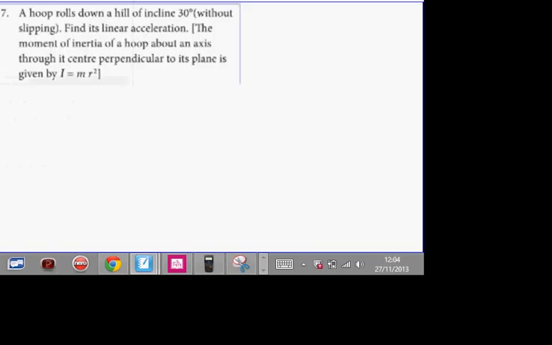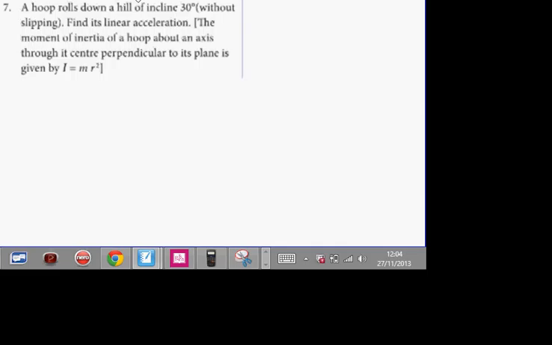This question here. The hoop rolls down a hill of incline 30 degrees without slipping. Find its linear acceleration. The moment of inertia of a hoop about an axis through its centre perpendicular to the plane is given by I equals mr squared.